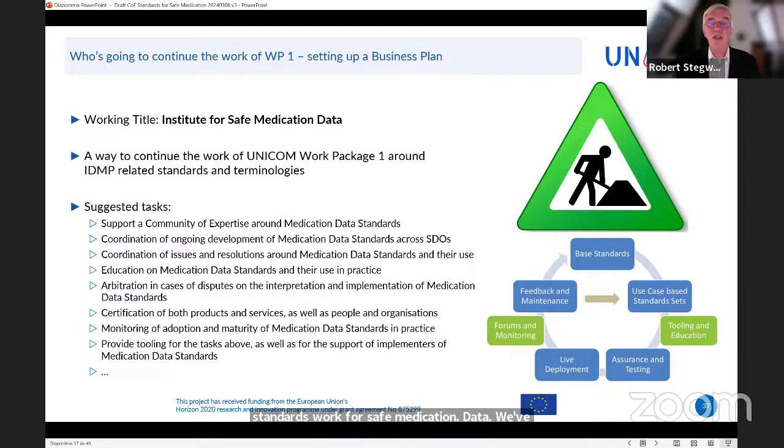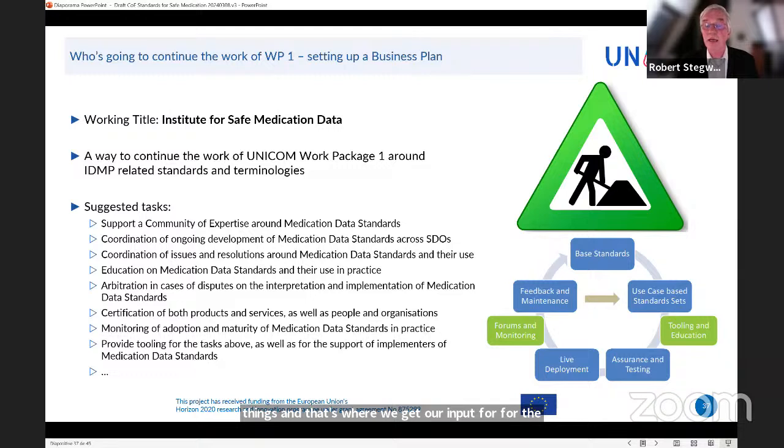We've already included some of the suggested tasks of such an institute based on what we've been doing. So support this community of expertise that we've created over the last 4 years of the UNICOM project, coordinate the ongoing development of the standards, of course, and those tasks are really related to the picture on the lower right-hand side, and that's the health informatics standards lifecycle, where we have the standards, we have the use case-based specifications of a standard set. We do provide tooling and education, and we do provide testing, but we also need to make sure that we get feedback from live deployment, and we need to have those forums and monitoring out there to actually make sure that we're still doing the right things.